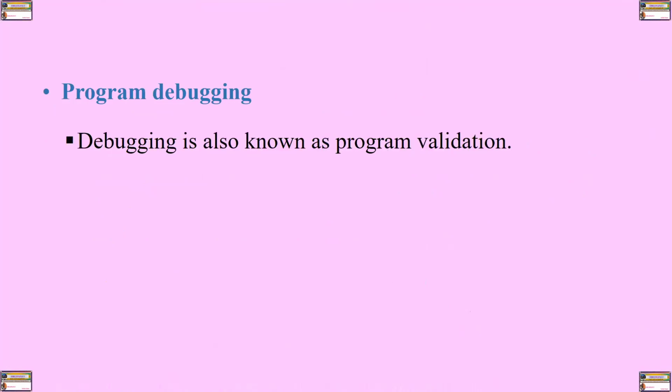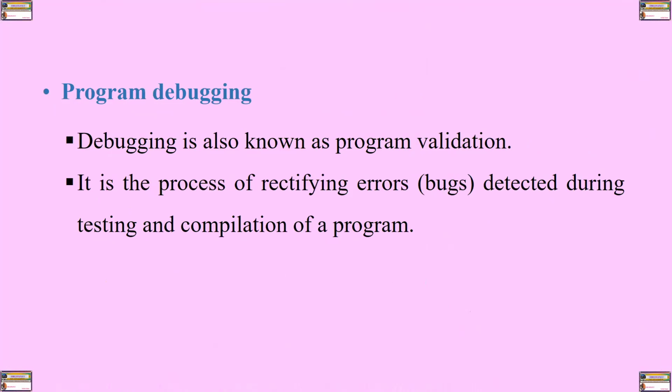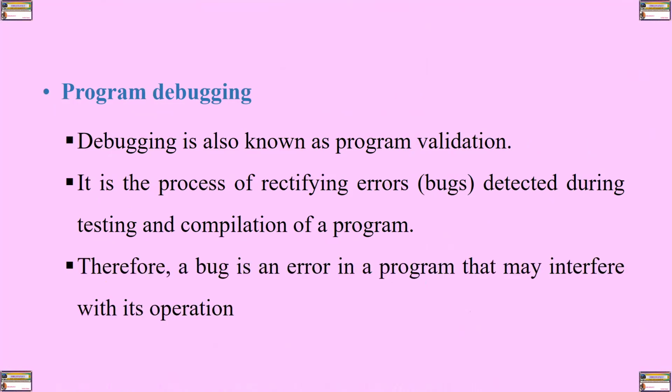Let's now look at what we call program debugging. Debugging is also known as program validation. It is the process of rectifying errors or bugs detected during testing and the compilation of a program. Therefore, a bug is an error in a program that may interfere with its operation.